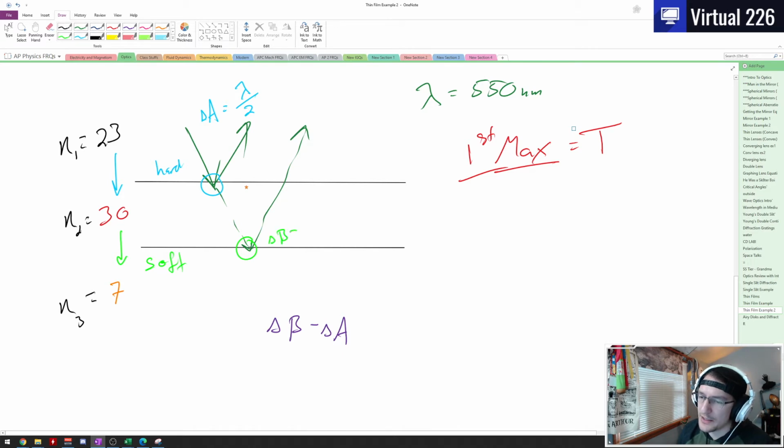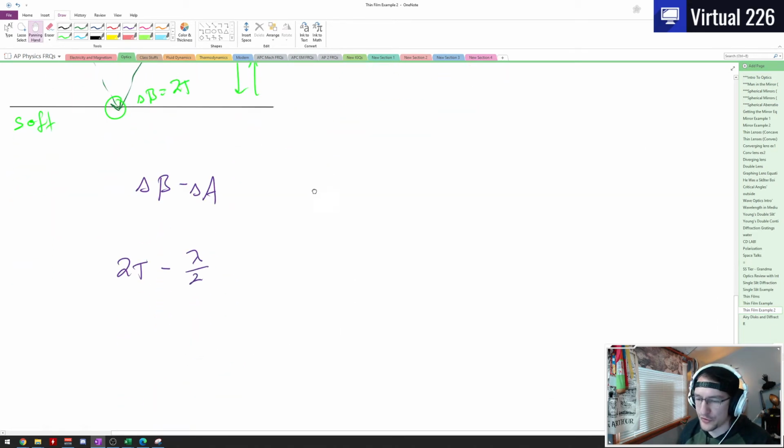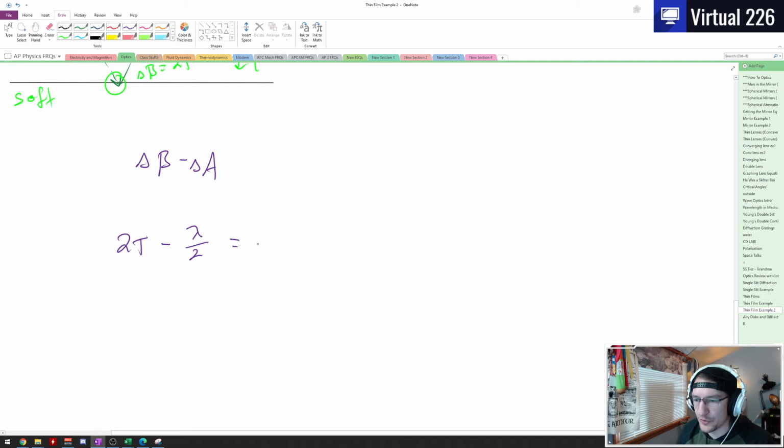So our delta B will always have the 2t, because we got to go in and then out, and it won't have any extra plus lambda over 2. That's it. So when we take these and put them down here, our change will be 2t from the delta B minus lambda over 2. And because Noah asked for the first maximum, this will be equal to m lambda, because we are looking for bright spots or maxes. Where do we take it from there? Pause the video and see what you get.